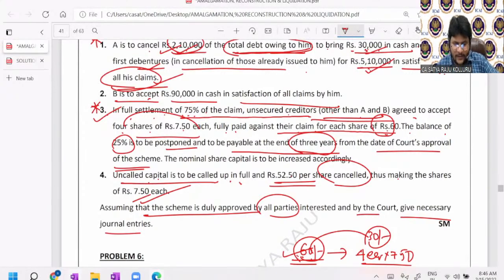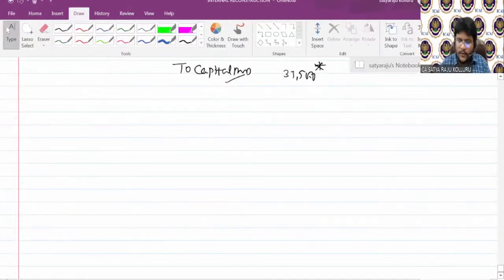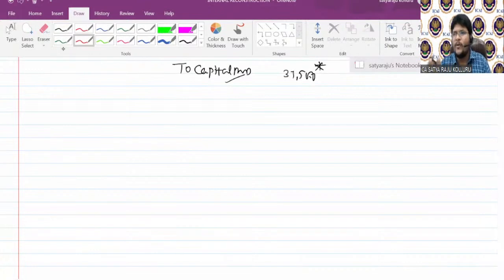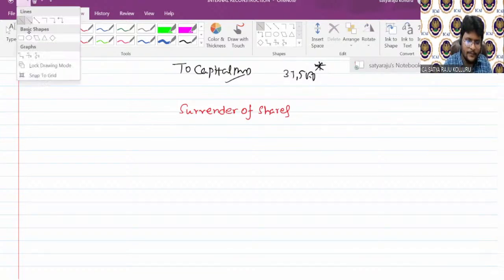Now all of you please concentrate, guys. Now I want to introduce the concept of share surrender without resolving the other problems. First, let me explain the one and only concept which I left at the time of discussing various methods of internal reconstruction: share surrender, or surrender of shares. So the concept is surrender of shares.